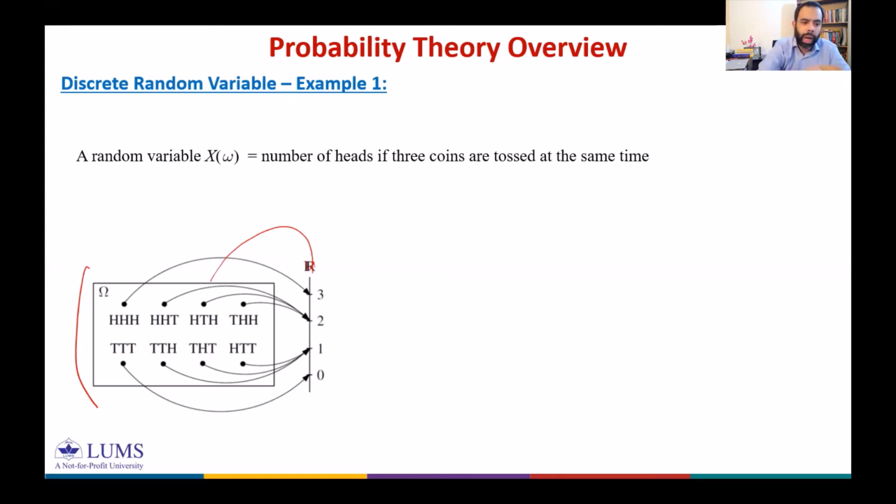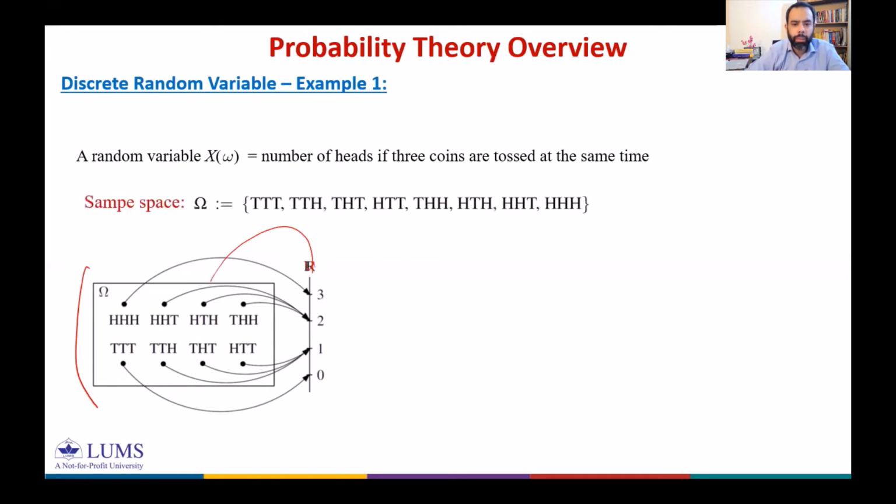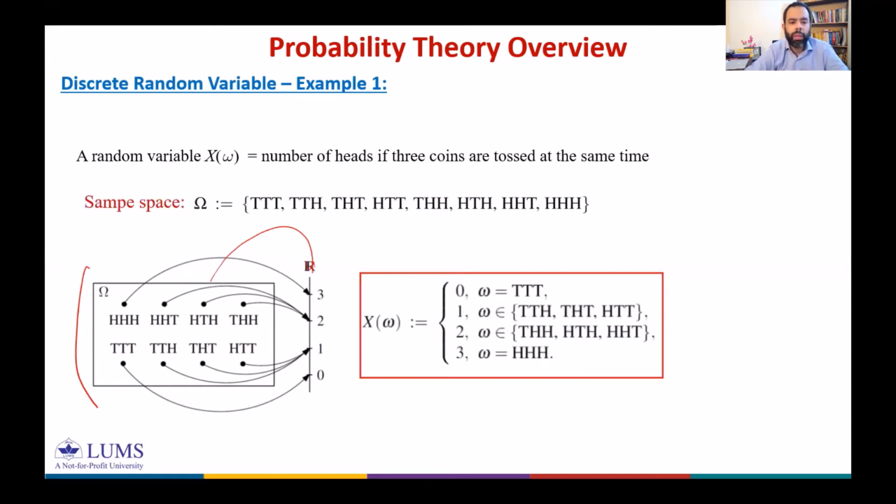So each outcome of a sample space is mapped to a number on the real line, right? So we can define X of omega as 0 when you have no head. There are 3 outcomes that correspond to X of omega equal to 1. The 3 outcomes correspond to X of omega equal to 2. And there's 1 outcome that corresponds to X of omega equal to 3, when you have all 3 heads.